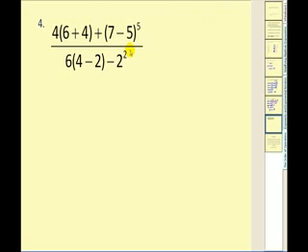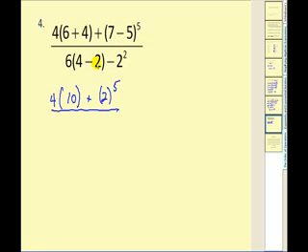I think I have one more. When you have an expression in fraction form, we need to simplify the numerator and denominator separately before we deal with the fraction. That is mentioned in step 1 of the order of operations. So let's perform the operations in the parentheses in the numerator. 6 plus 4, of course, would be 10. 7 minus 5 would be 2.